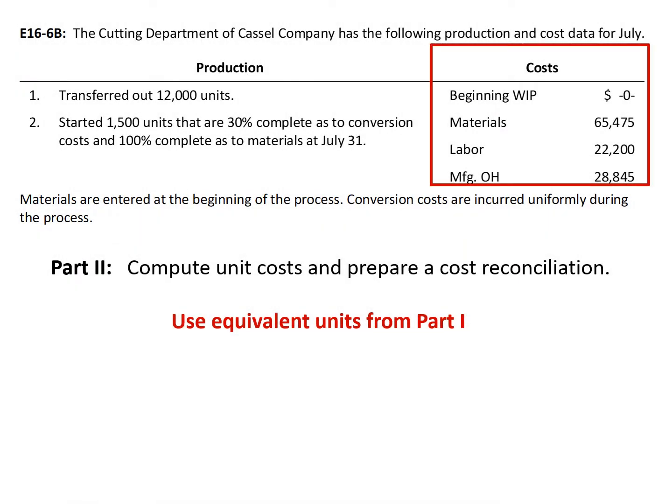All right, so we need to first determine the unit cost, and then the second thing that we need to do is prepare a cost reconciliation. We know our material cost is $65,475. We also know that our labor and our manufacturing overhead is $51,045. If we add all three costs, our materials, our labor, and manufacturing overhead, our total costs for the period are $116,520. So we need to determine how much of those costs we're going to allocate to the units that were transferred out of our department and how much of those costs remain in the department with that work in process at the end of the period.